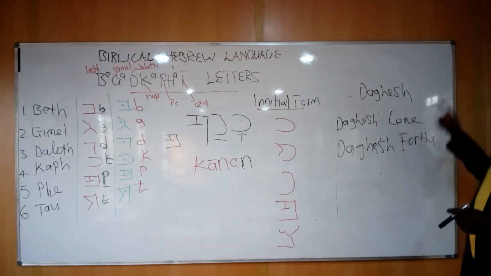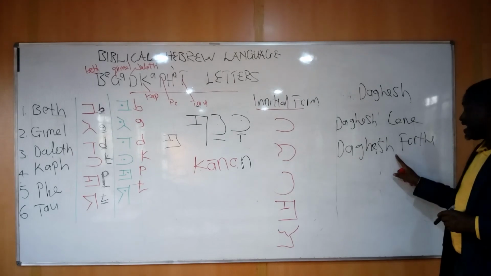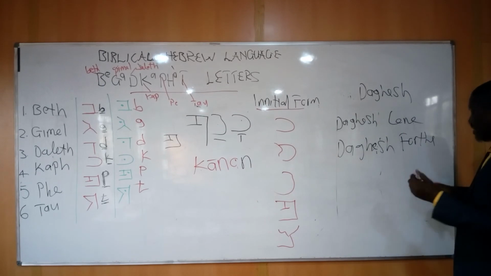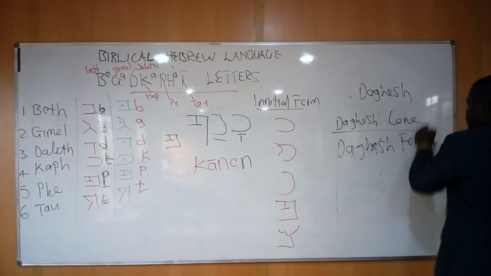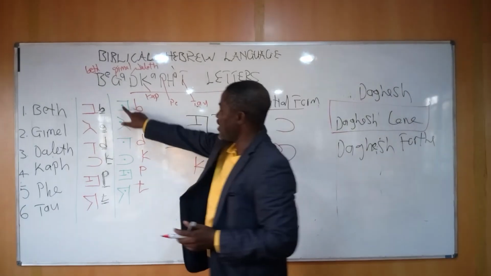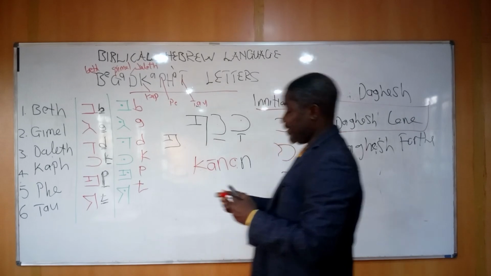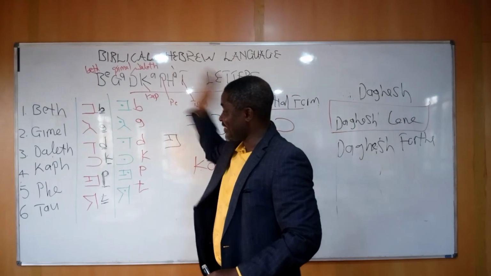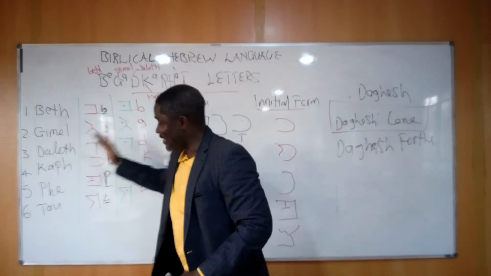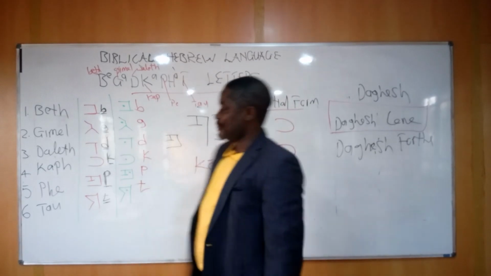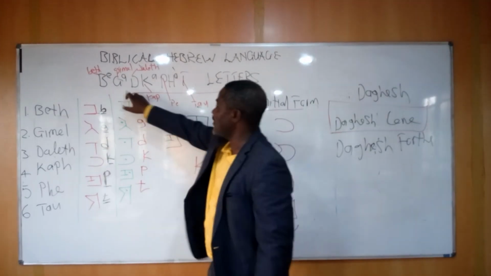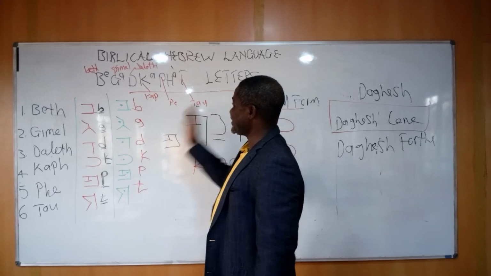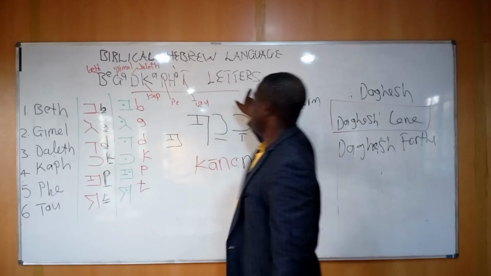Dagesh lene is the weak dagesh, while dagesh forte is the strong dagesh. The kind of dagesh that is used in Begad Kefat letters is called dagesh lene, and that's what you have here. And the function is just one thing, adding to the letters, and it's only applicable to these 6 letters: Bet, Gimel, Dalet, Kaf, Pe, and Tav. And so we call it Bet, Gimel, so that it can be pronounceable and you can always remember it. The letters are called Begad Kefat letters.